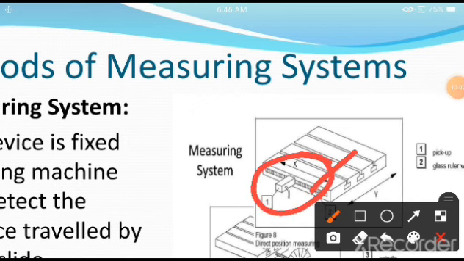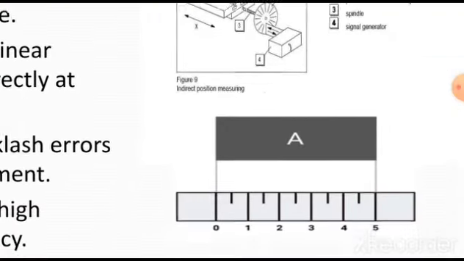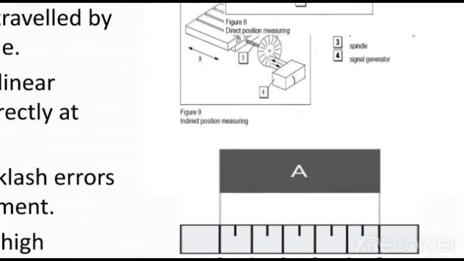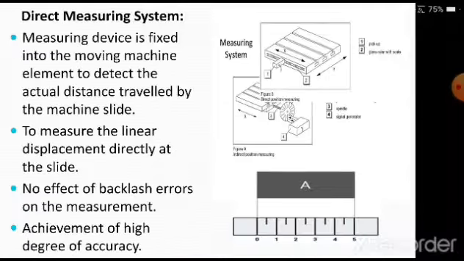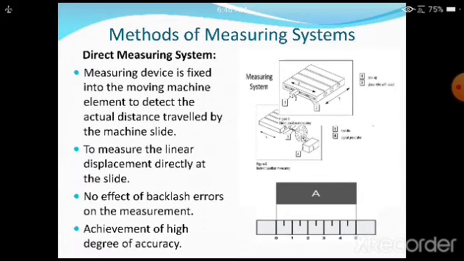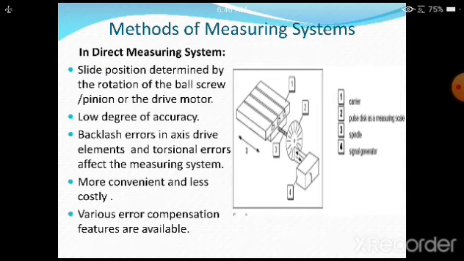The same scale is shown here also, showing how this scale is designed. This is what we can call an electronic graduated scale on the machine table surface itself, which is directly fixed on it for the measurement. Such a system we call a direct measurement system. Okay, so the next one coming is the indirect measurement system.